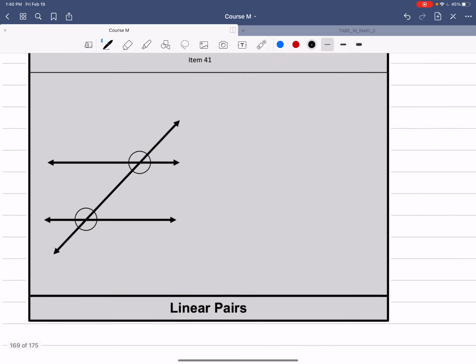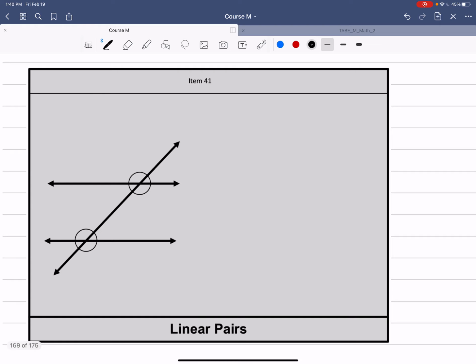Okay, one more, and that is called the linear pairs. And you notice that we have parallel lines, and there's a line running across those parallel lines. The line running across is called the transversal. That is this line right here. That's your transversal line. And these lines are parallel. Okay, so here is what I can tell you.